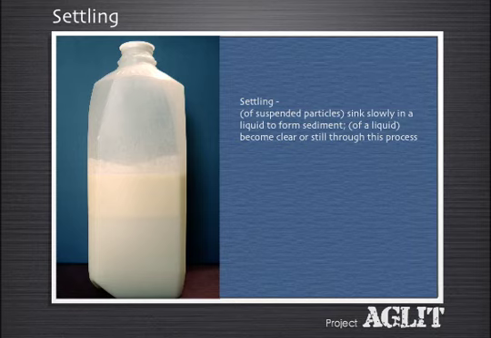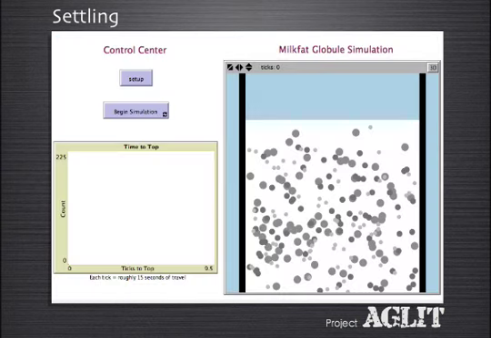Settling, according to the New Oxford American Dictionary, occurs when suspended particles sink slowly in a liquid to form sediment, and a liquid becomes clear or still through this process. When looking at milk, however, rather than sinking, larger milk fat globules rise to the top of milk, forming a thick layer of cream.